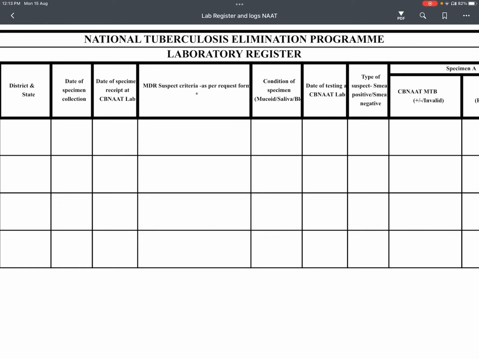Like when you send a sample to the culture DST lab, you have to write the NAT results. Similarly, when you get those samples for the NAT lab also, if the smear microscopy is done, the smear microscopy results have to be written in the biological specimen form, then only it has to be sent to NAT. If the smear was negative, write smear negative. That has its own category, that is smear negative and X-ray suggestive.